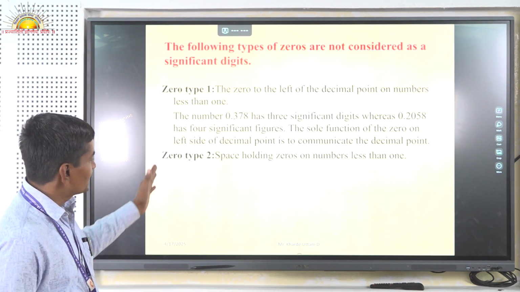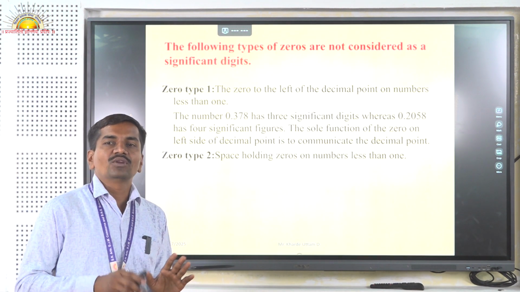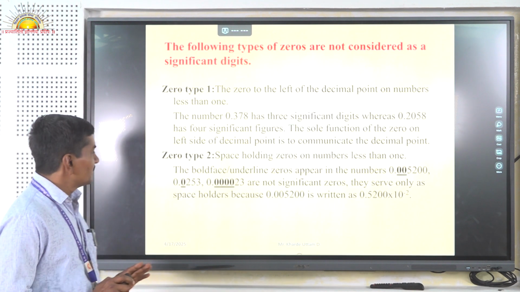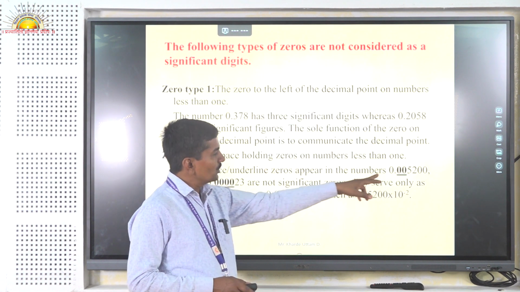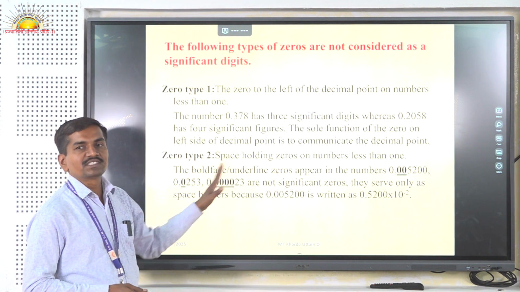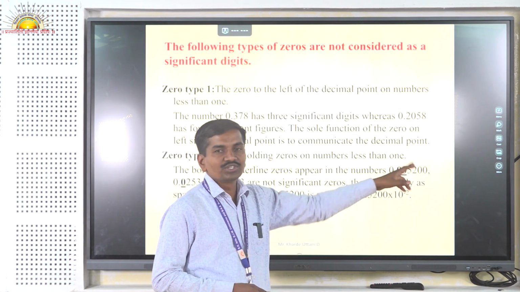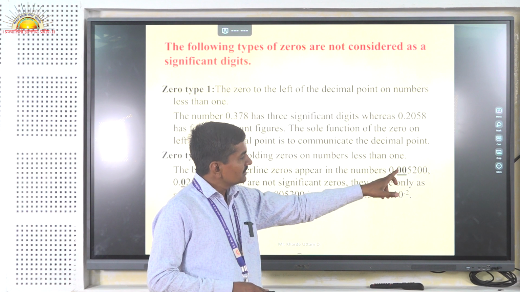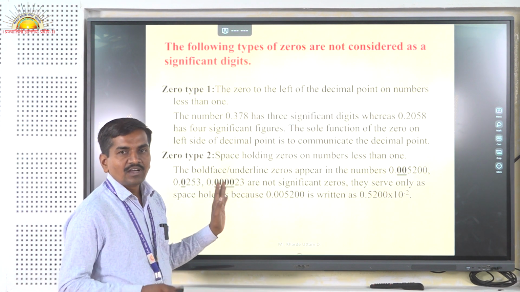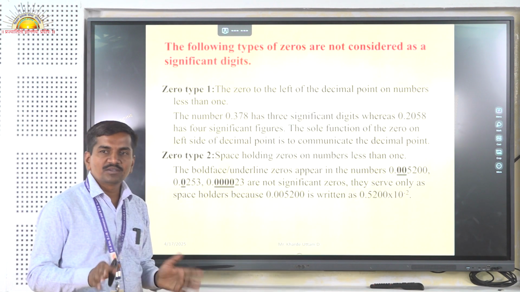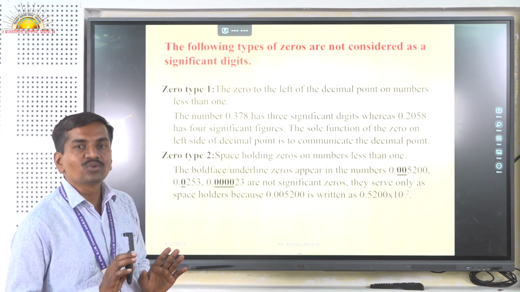Zeros that are space holding, that is, zeros appearing in a number less than 1, are not considered significant digits. For example, 0.005200. In this number, the two zeros that appear after the decimal point are not considered significant digits or significant figures, because they are space holding.